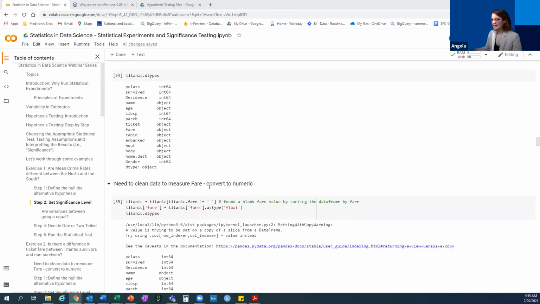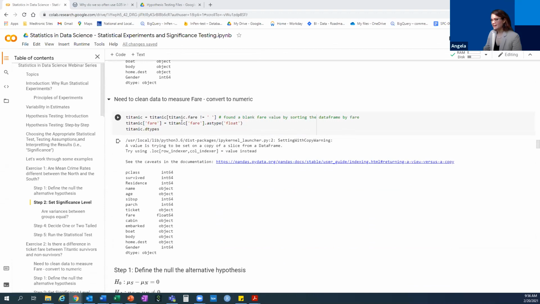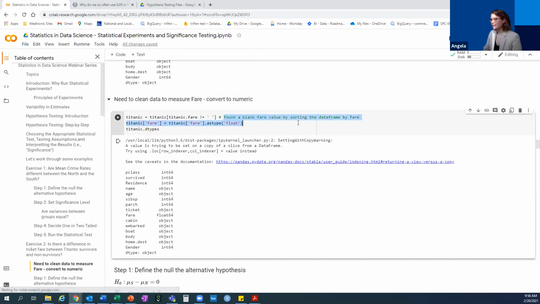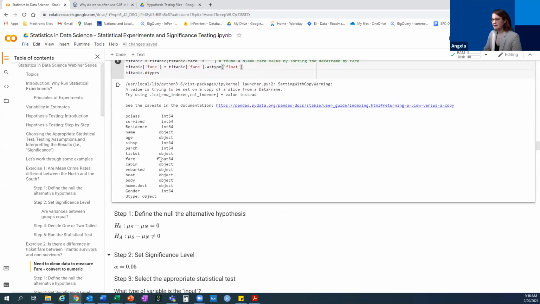So let's clean the data and convert the ticket fare to numeric data. So just some code here. I did find a blank fare, which I think is what made the inferred data type an object probably. So I had to remove that blank and then was able to convert it to a float. I printed the data types again, and you'll see it's now a float, which will work nicely with these numeric tests.